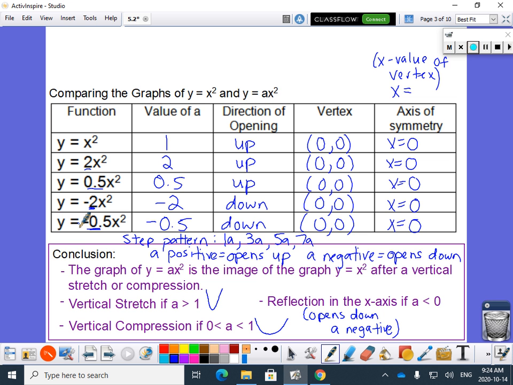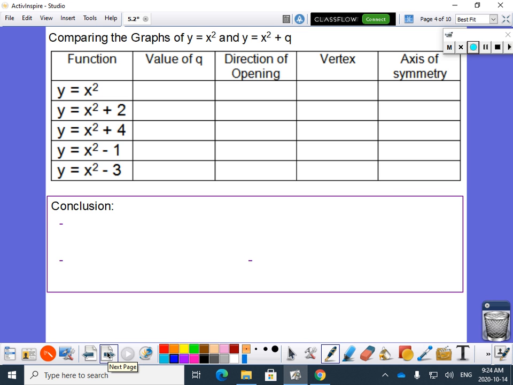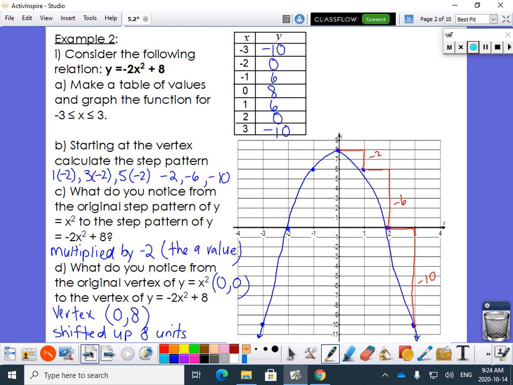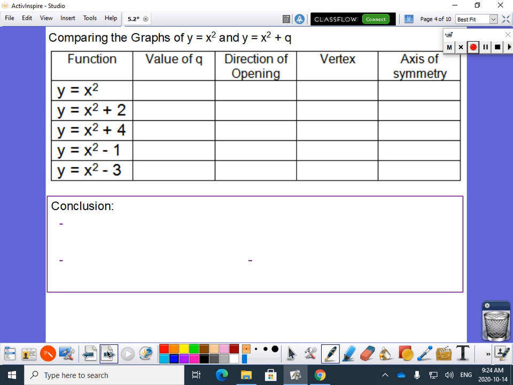Okay, good. Next. So now we have another table here because we want to compare the graphs of y equals x squared and y equals x squared plus q. Don't let that confuse you. When it says y equals x squared plus q, that's this now. So this is new for us. The plus q is really our q value. So now we're comparing y equals x squared to y equals x squared plus q. What are the differences between those types of parabolas?